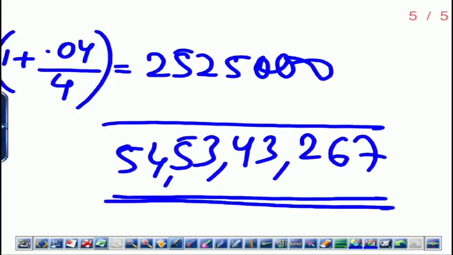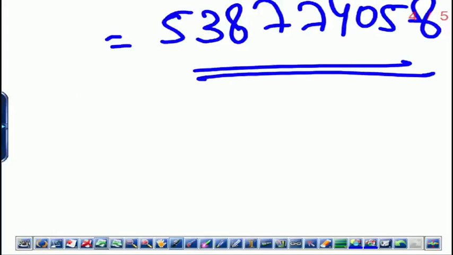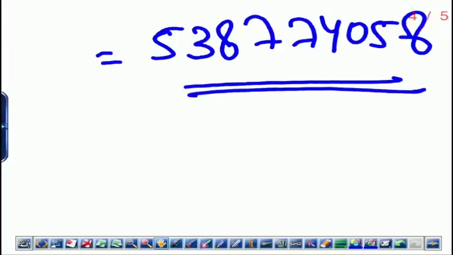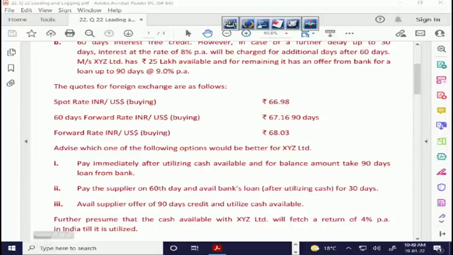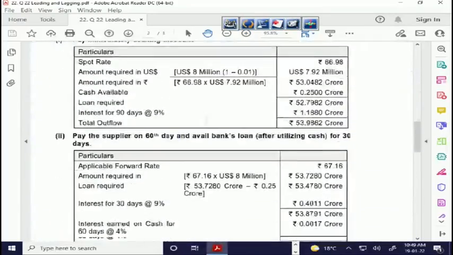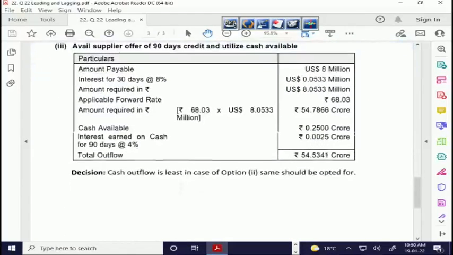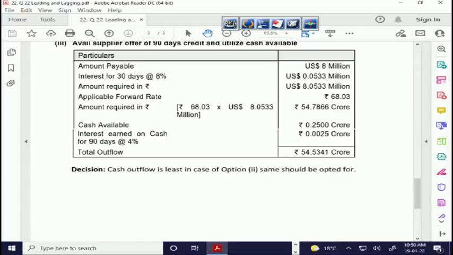What was the previous answer? It was 53.87. What was the previous answer? 53.98. So second option is the best. 53.87. Let's check their figures. 53.87, yes, and 54.53, yeah. So cash outflow in option 2 is the best. Okay, we should pay after 60 days. Perfect.